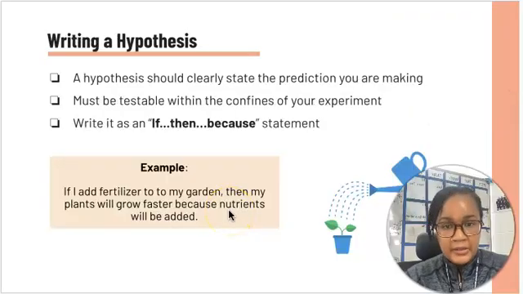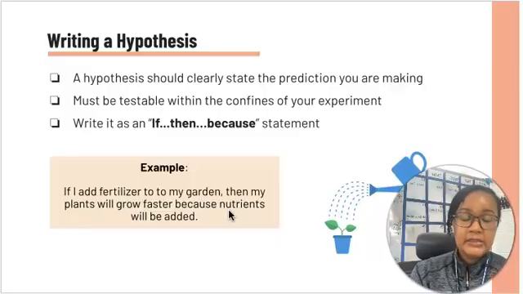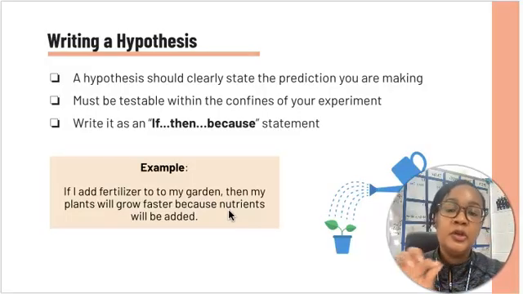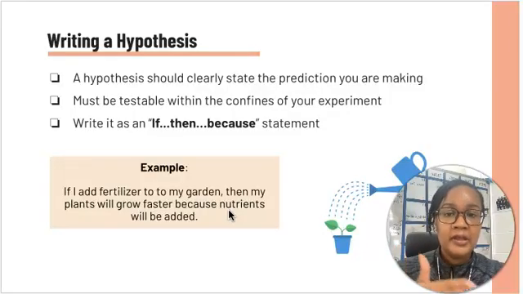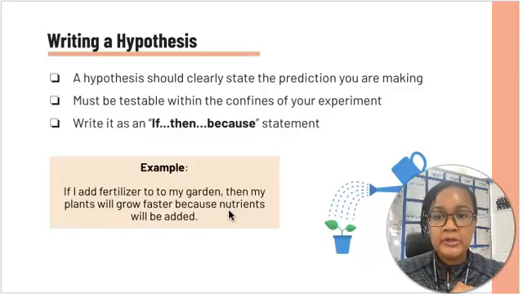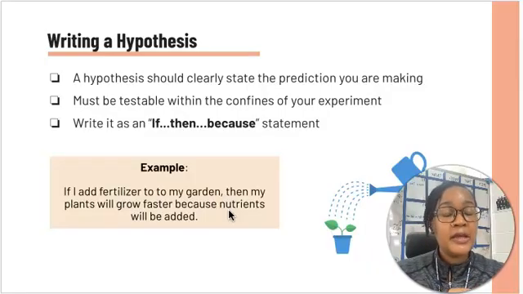When writing your hypothesis, it should clearly state the prediction that you're making. It must be testable, and we're going to write it as an if, then, because statement. So our example here reads, if I add fertilizer to my garden, then my plants will grow faster because nutrients will be added.